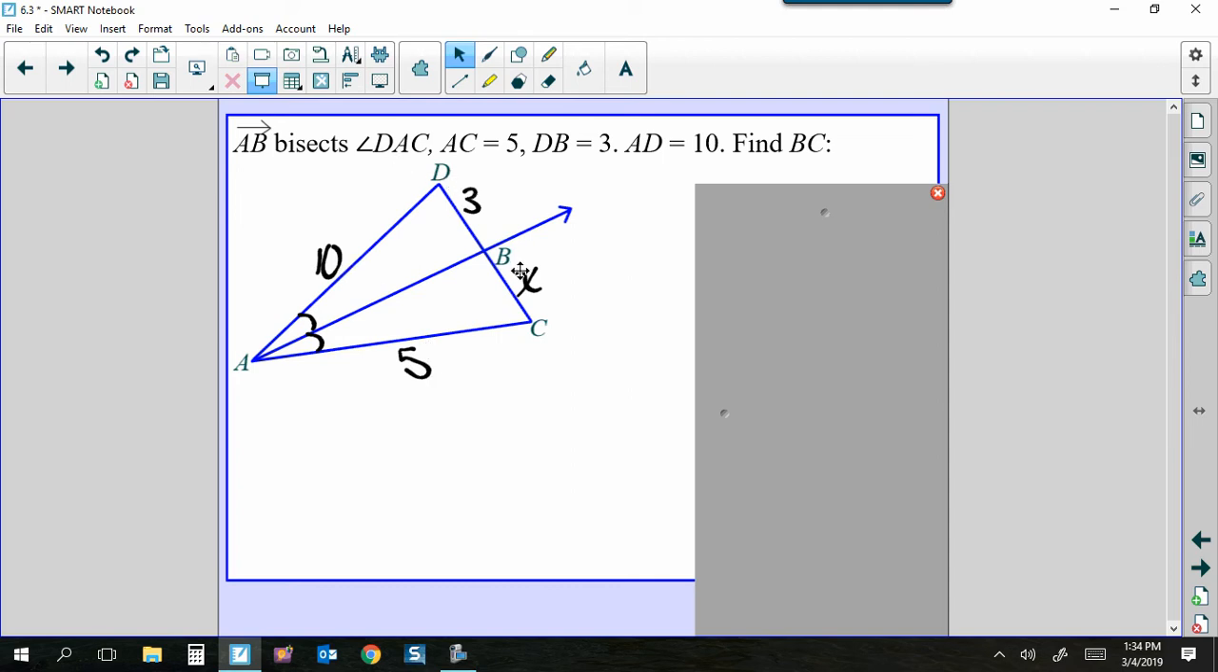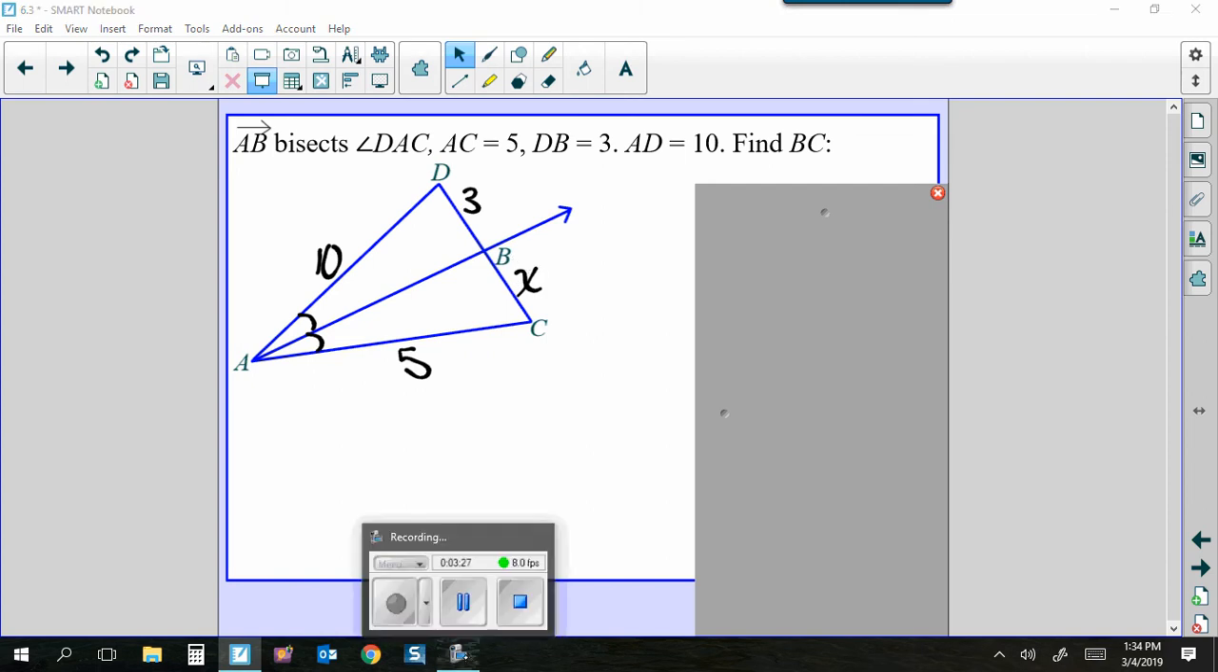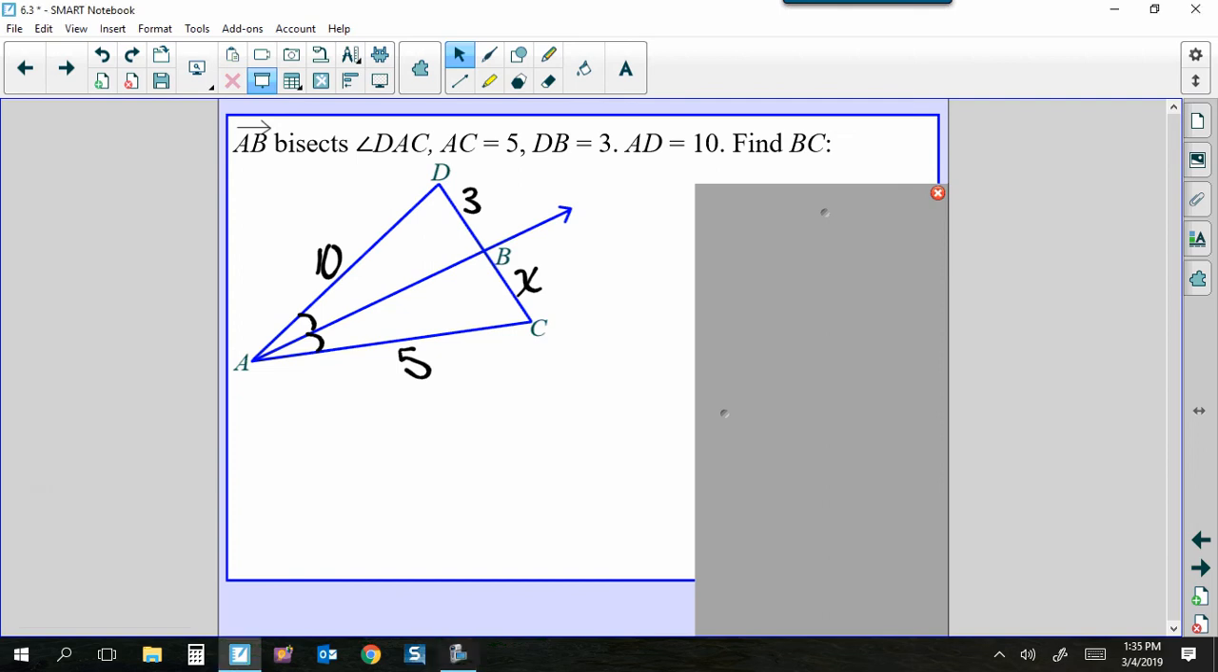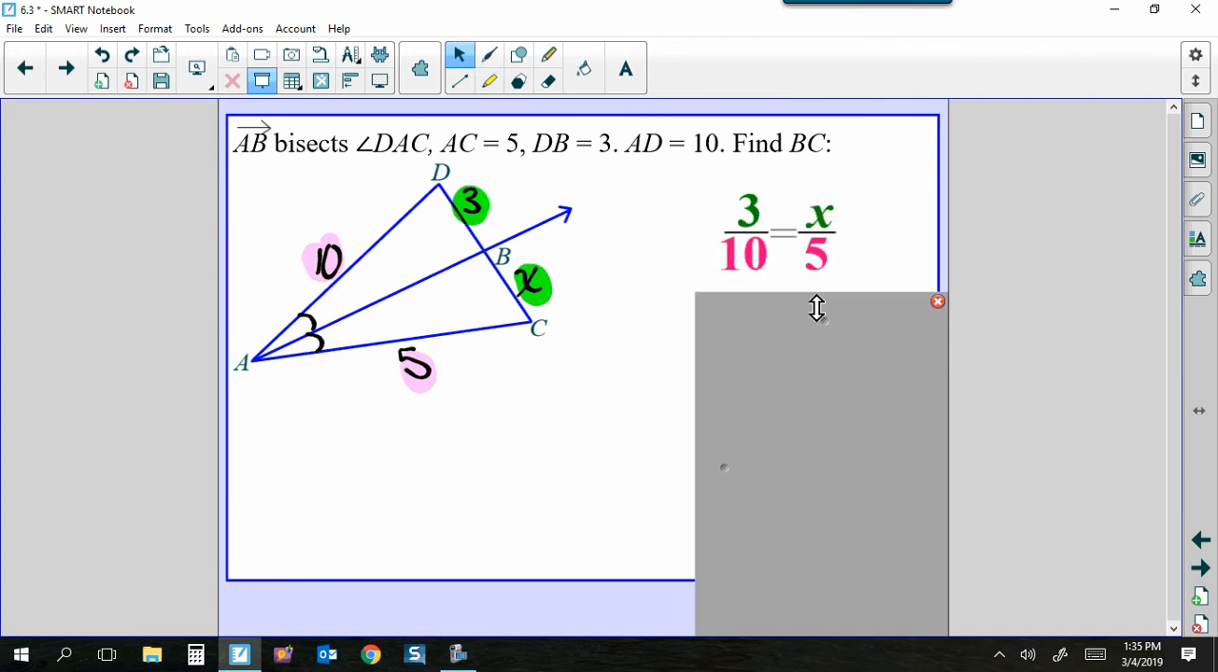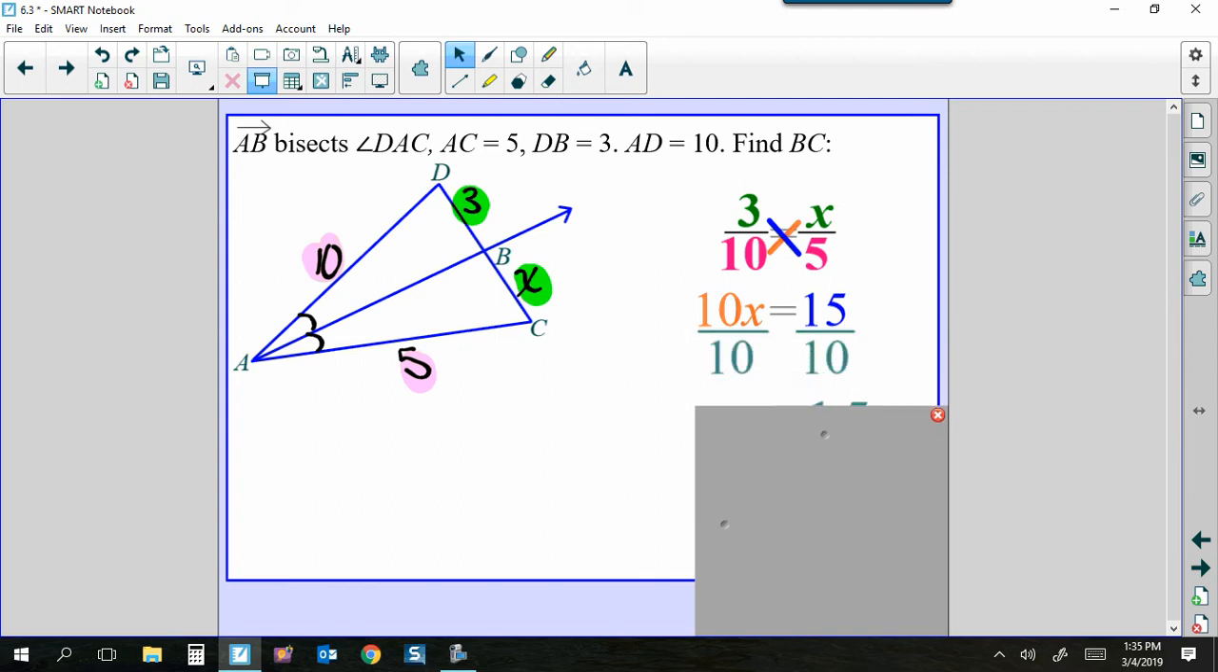Because you have this angle bisector, we're going to go ahead and set up our proportion. I'm going to set it up the same way that I initially did. So we had this 3 and this X, and this 10 and 5, so I'm going to say that 3 is over 10 and X is over 5. And then from here we can cross multiply. So we have 10 times X and 3 times 5. Then we can use the division property of equality, and 15 divided by 10 will give us a final answer for BC of 1.5.